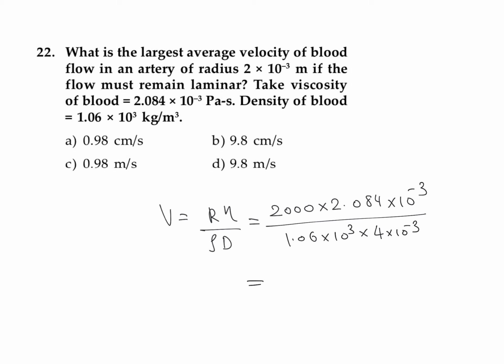If you put in these values and calculate, you will get around 983 into 10 raised to minus 3, or you can take 0.983. And we put all the values in the SI system, so we are going to get the answer in meter per second.